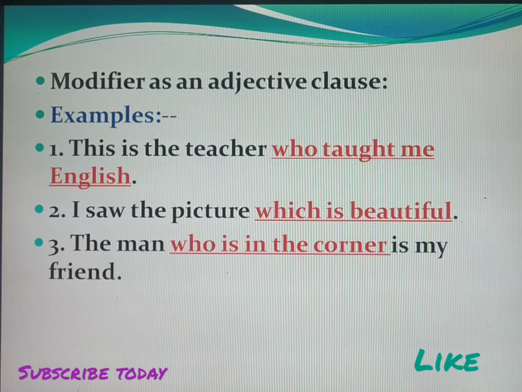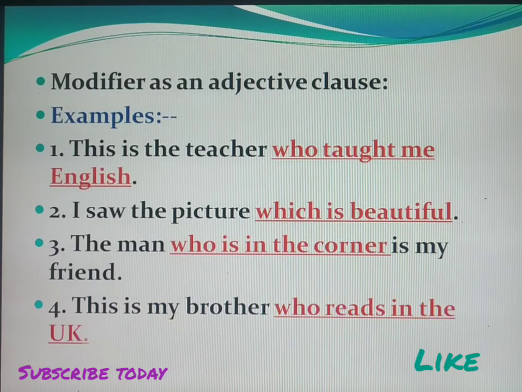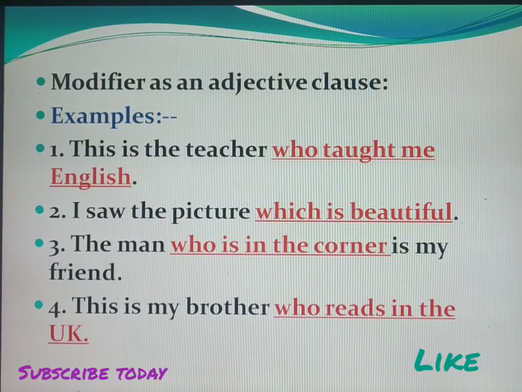The man who is in the corner, here also this part of the sentence, that is adjective clause, works as a modifier. This is my brother who reads in the UK. The adjective clause here also extends the meaning of the sentence, tells us something about my brother. So, all adjective clauses function as modifier.